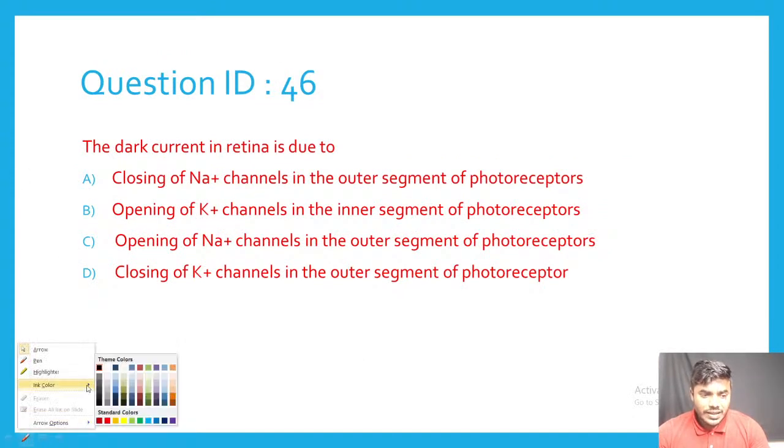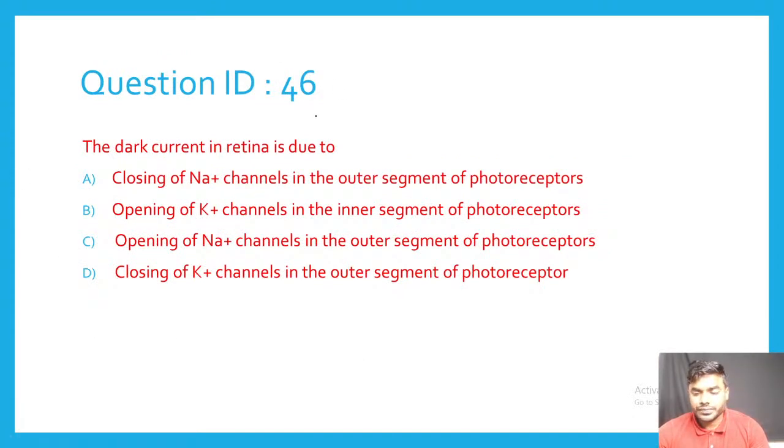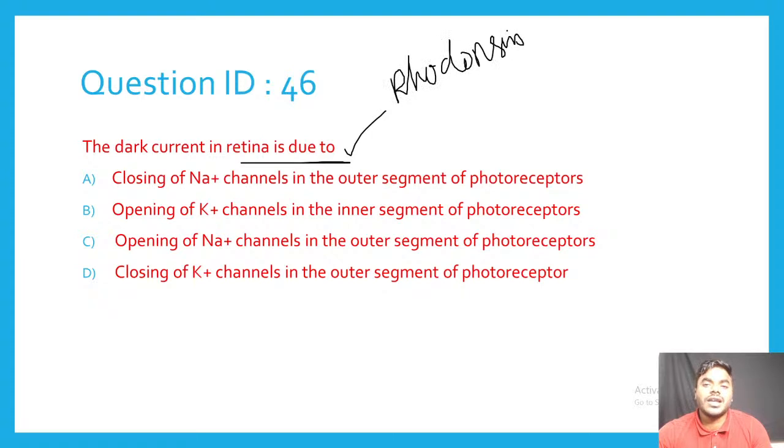Okay. The dark current in retina is due to, you know friends, which we have discussed in the rhodopsin pathway, also in the cell signaling, and they have asked with respect to the human physiology here.